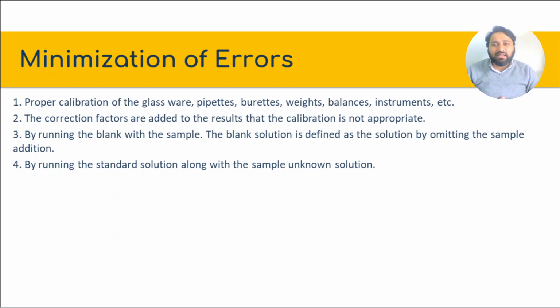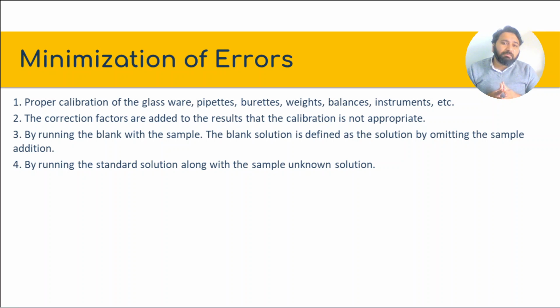The second is the correction factor that must be added to the result. If the instruments are not calibrated and there is some correction in the burette or the pipettes, that must be added to the result.